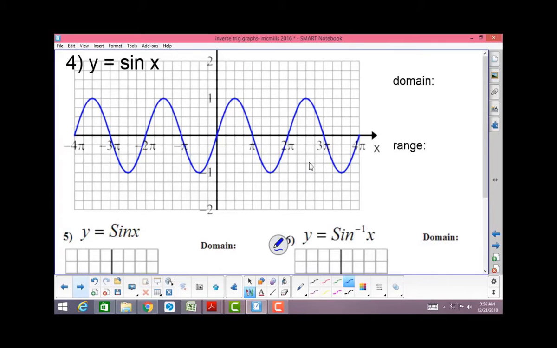So now let's do sine. Here is your regular sine graph. The domain and range is going to be the same as it was for the cosine graph. The domain is all real numbers, so from -infinity to infinity. The range is from -1 to 1.